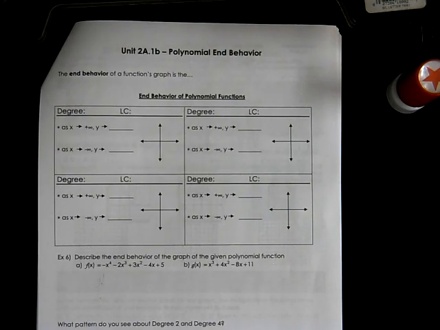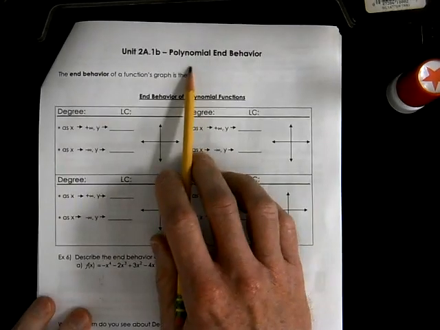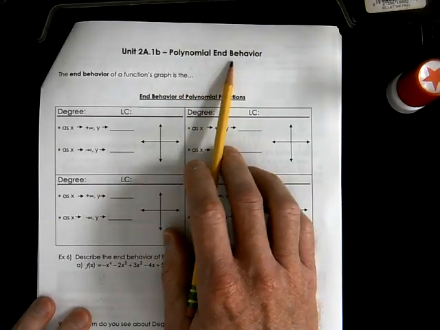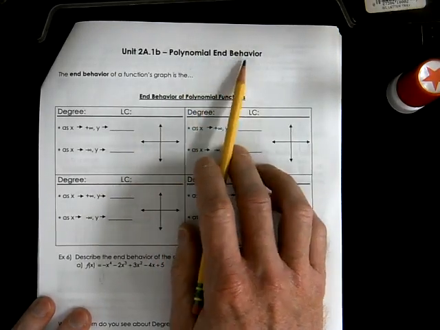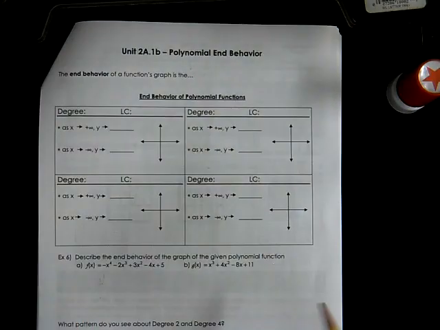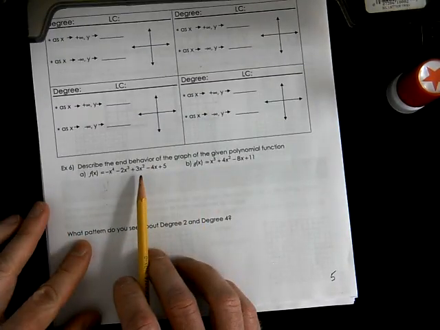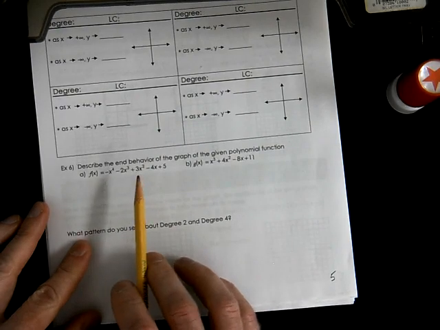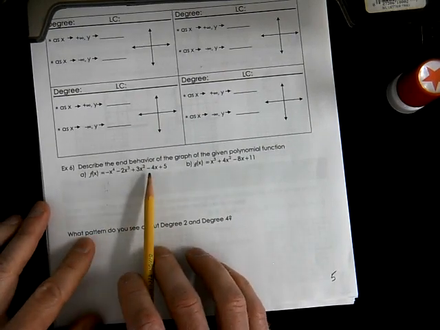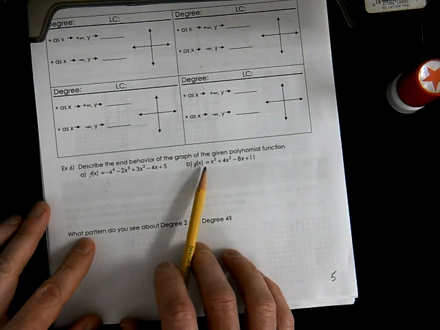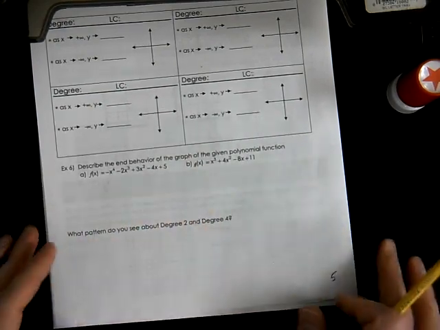This is Algebra 2 and Trig, 2A.1b. We're talking about end behavior. This is a topic that we've talked about before, but now we're going to do it just looking at equations rather than looking at the graph, specifically a quadratic as we did it before. Now we're going to have several different degrees and leading coefficients.